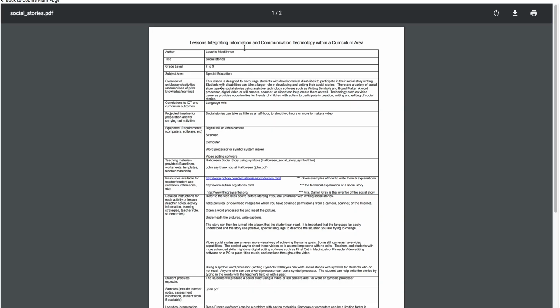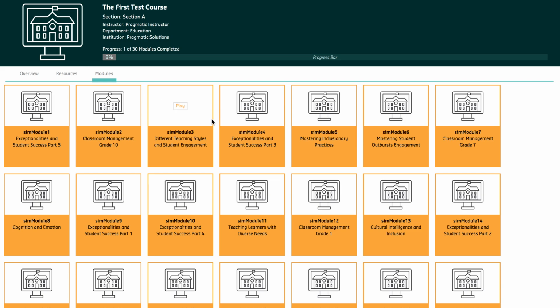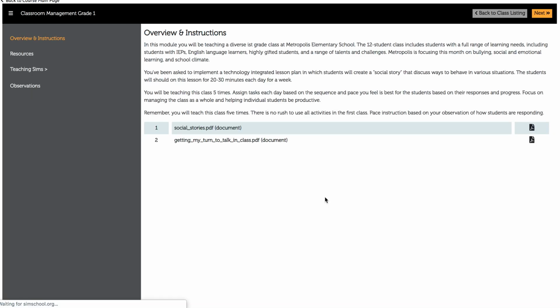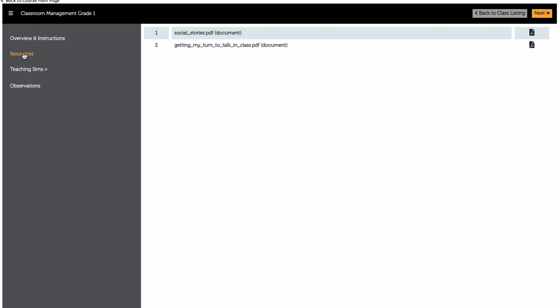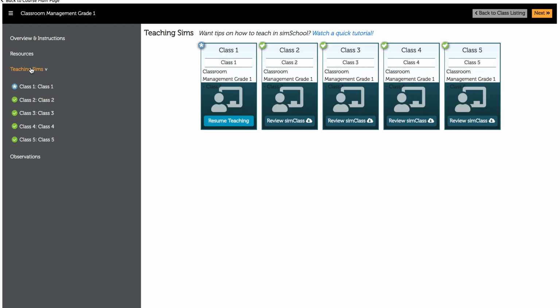I can click on the lesson plan. I can get an idea of what the tasks are and think through how I might sequence and pace this class on my own when I start teaching. And I can download this and I can print it too if I want to. So that's something that I'll often do. The next thing that I'll do is I'll make sure that there aren't any additional resources on the resources page that I might want to take a look at. In this class, they're exactly the same. And then I'll go open up my teaching class.